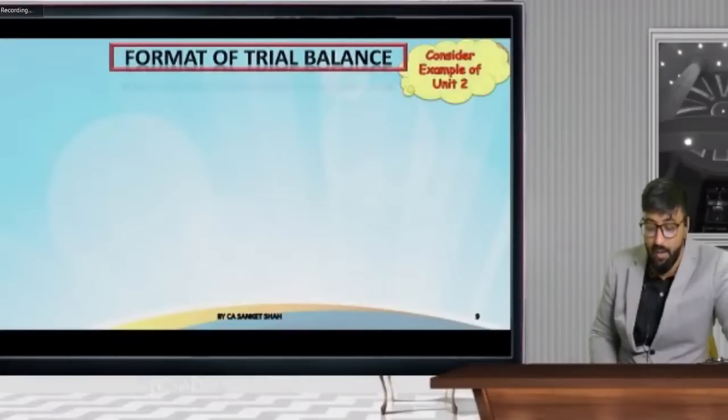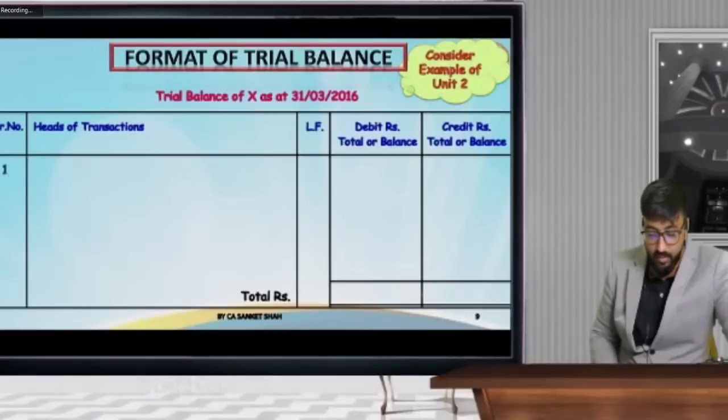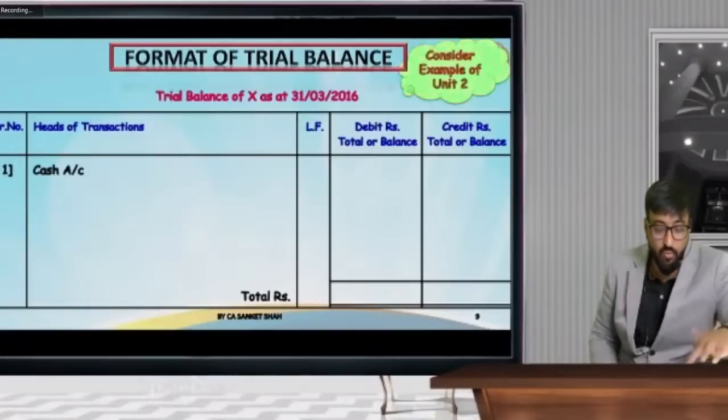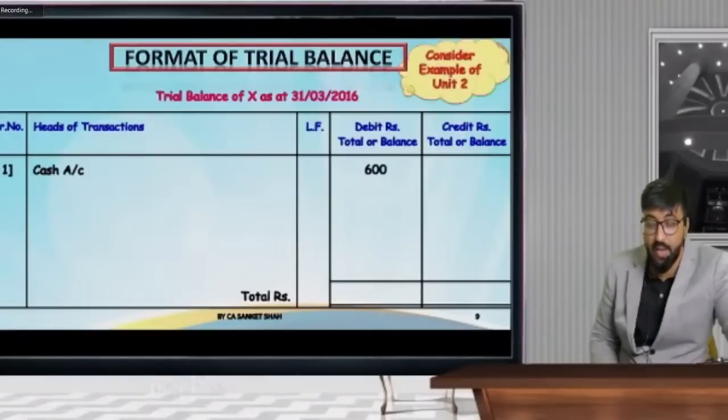Format of trial balance. Yes. Now you only tell me. Cash account. Chalo, quickly. Which balance? Cash account. Which balance, beta? Yes. Let's see who is answering very fast. Yes. Cash account. Debit balance. It's always on the debit side, because it's an asset.